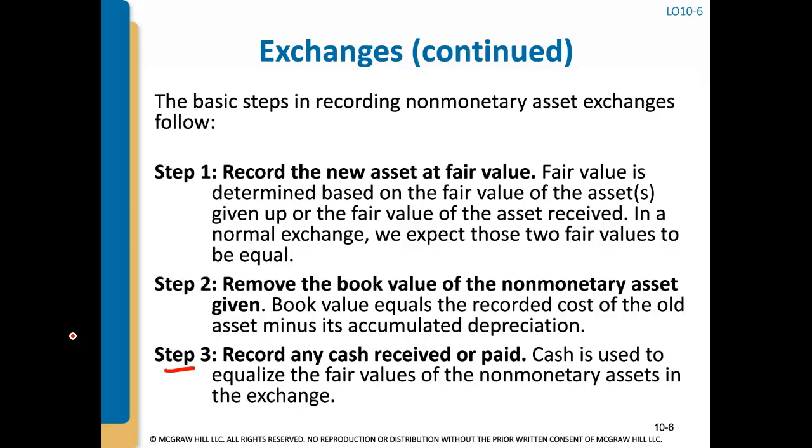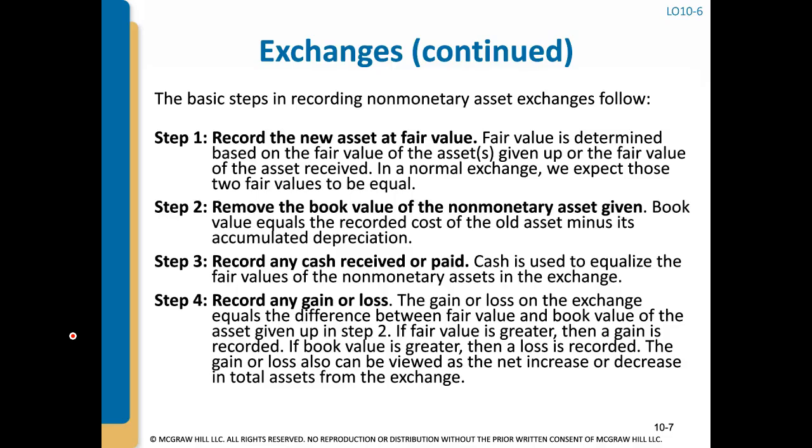Step 3 is if there's any cash received or paid, you're going to record that entry. And then step 4, if there's still a difference between the fair value and book value of the asset that's given up in step 2, then you're going to record a gain or loss. Let's go through an example and see how all these steps take effect.